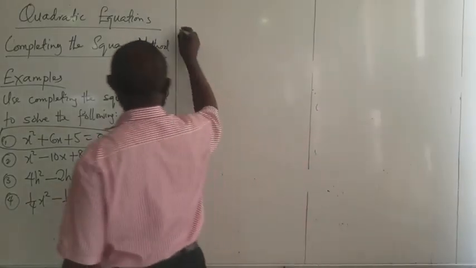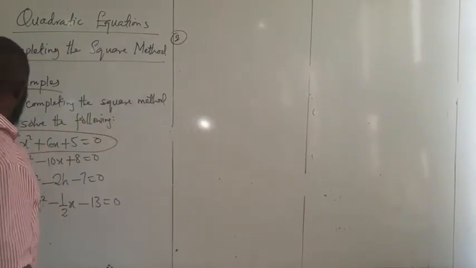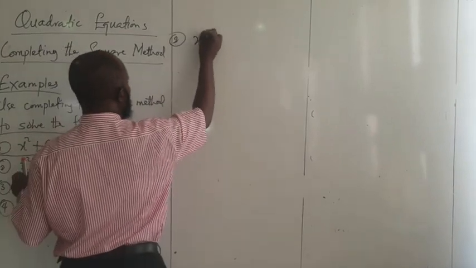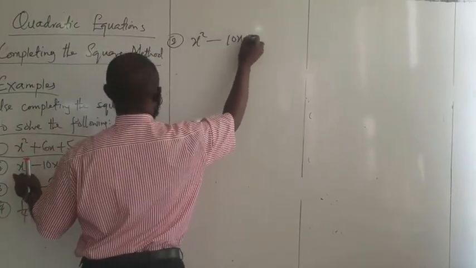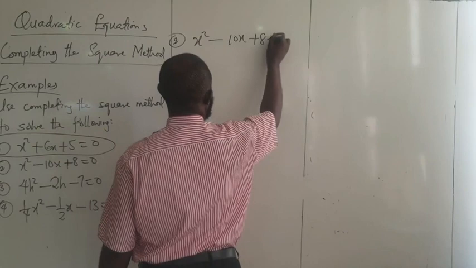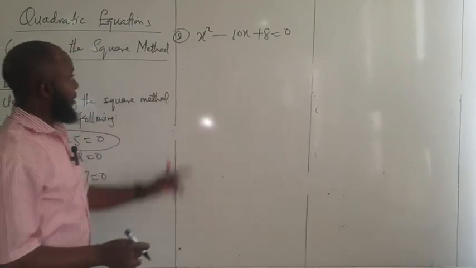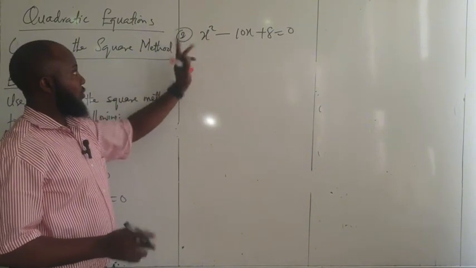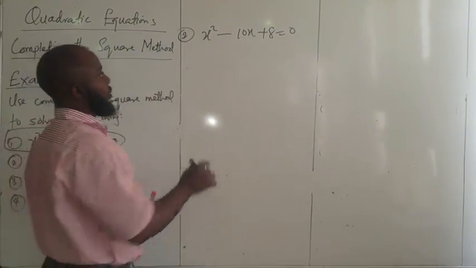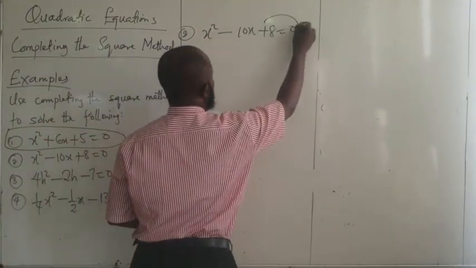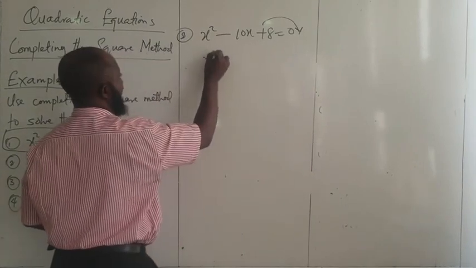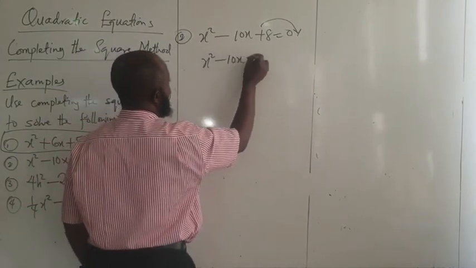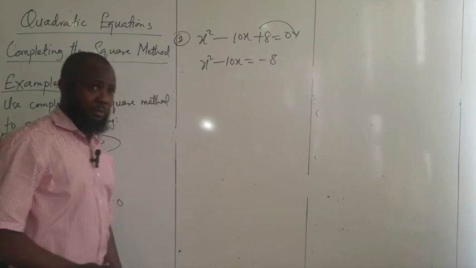Example 2 now. We have x squared minus 10x plus 8 equals 0. So the same thing, you can see the coefficient of x squared here is what? 1. So it's good. It's perfect like this. So what we are going to do is to take this to the other side. So we're going to have x squared minus 10x equals to what? Minus 8. That's the first step.